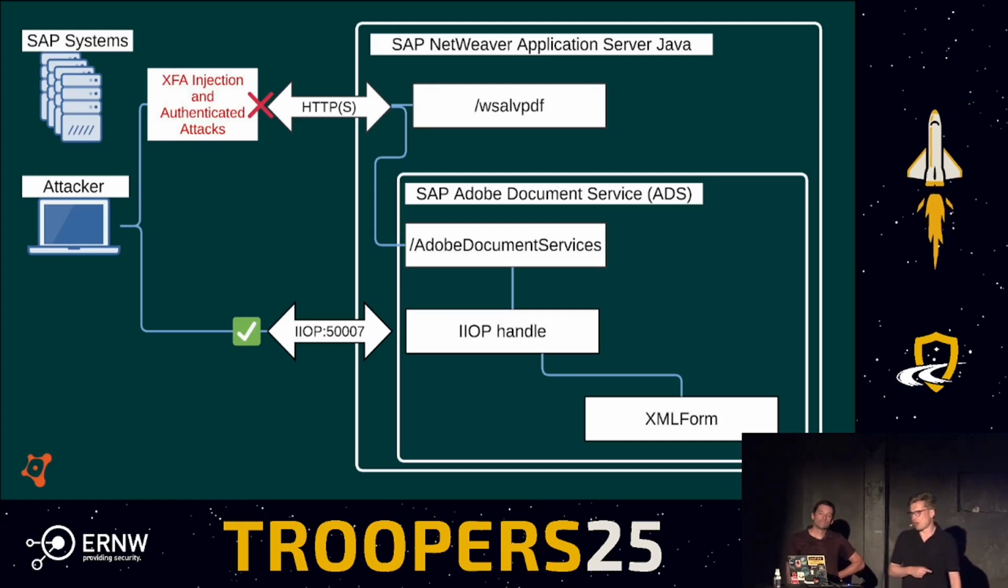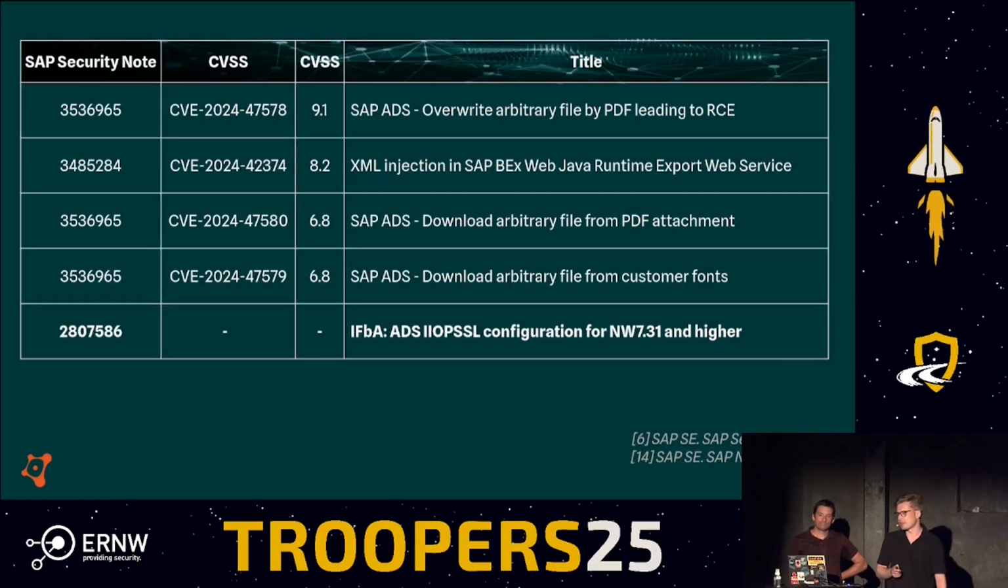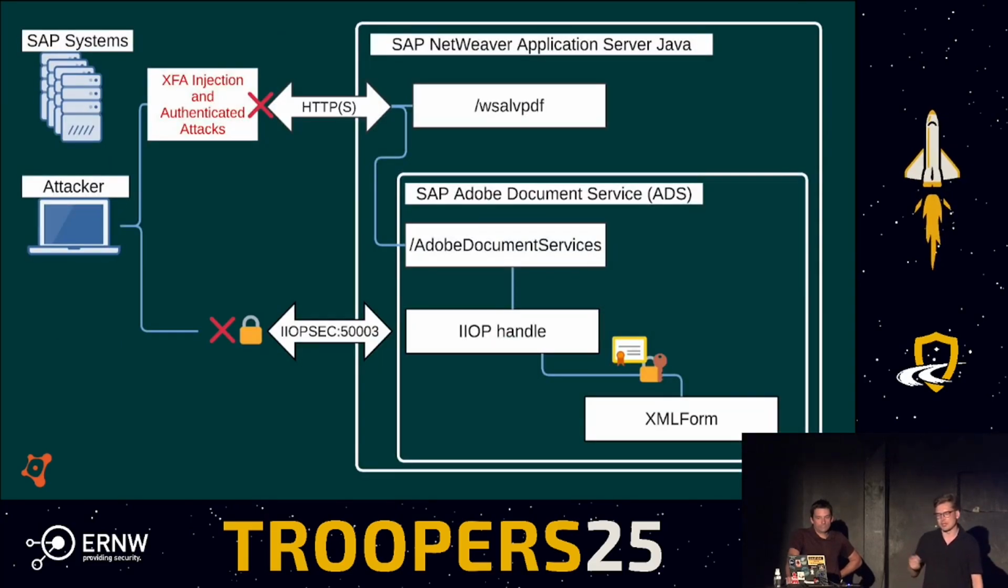So this blocks basically the XFA injection and also some more authenticated attacks. But on the other hand, SAP also referred us to a specific note that describes how you can enable IIOP SEC or IIOP SSL and how you can enforce client-side certificate authentication and disable the plain IIOP port. So this basically introduces an authentication at this point for the IIOP service. So it's basically addressing the other side of the attack.